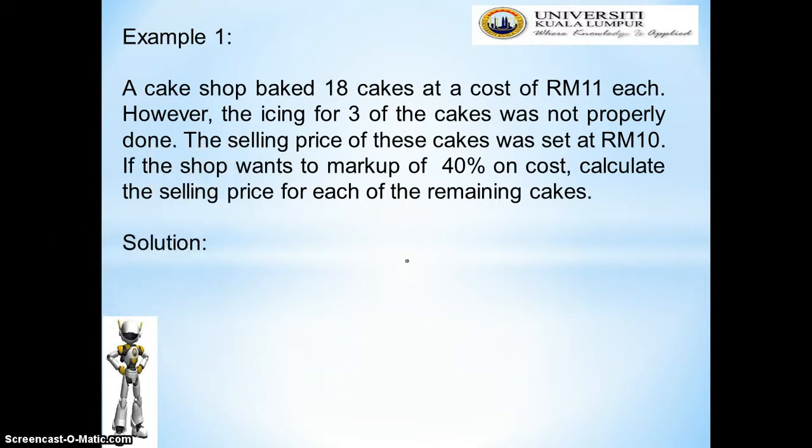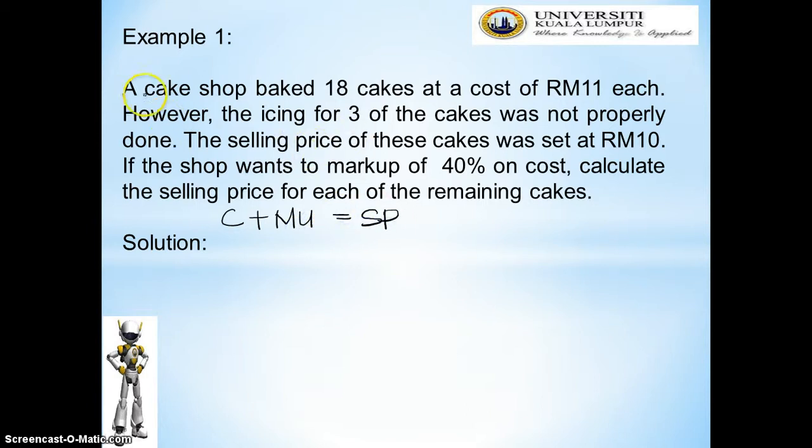Okay, so this example 1 is markup with spoilage. We have to remember again the formula for markup. For the general idea of markup, we have to use the 3-line method. The first line should be the equation: C plus MU (markup) equals the selling price, right?